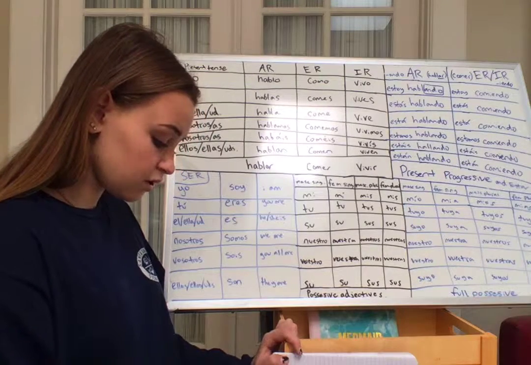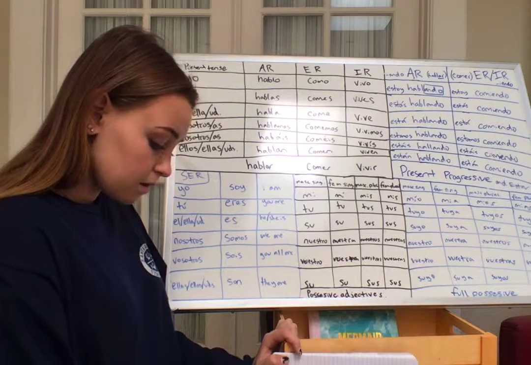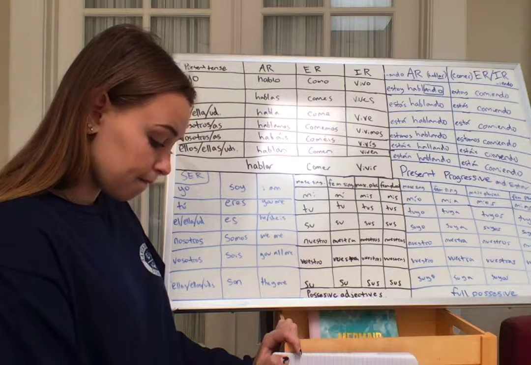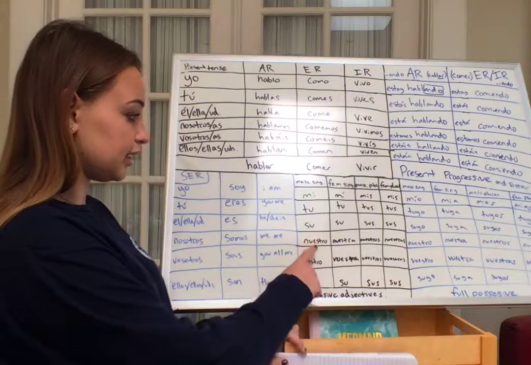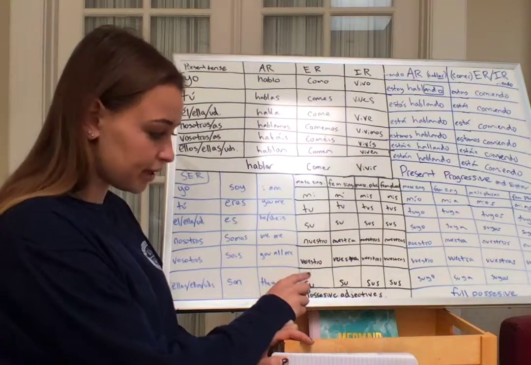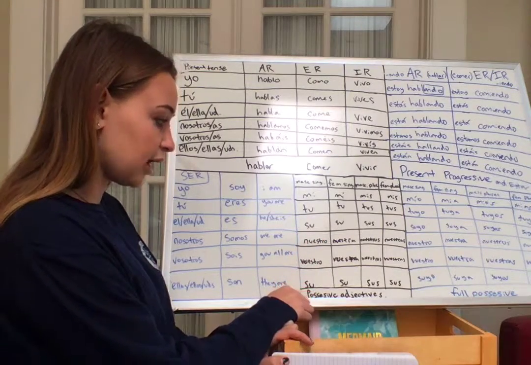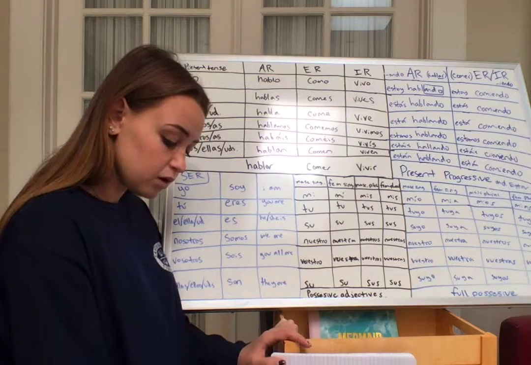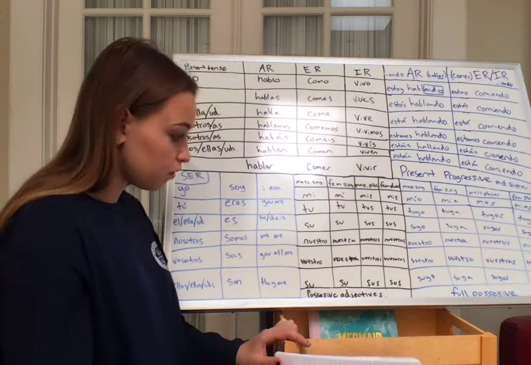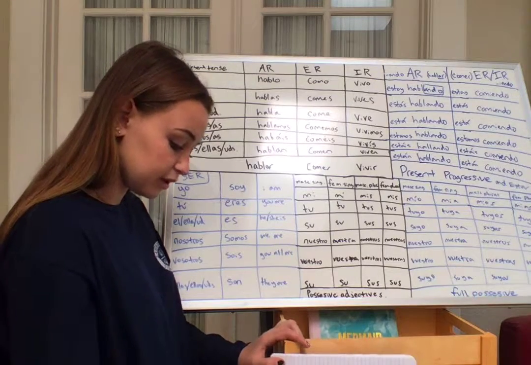Next, we are going to talk about possessive adjectives. Right here. This is an apocope possessive adjective. These are placed before the noun when trying to describe something.